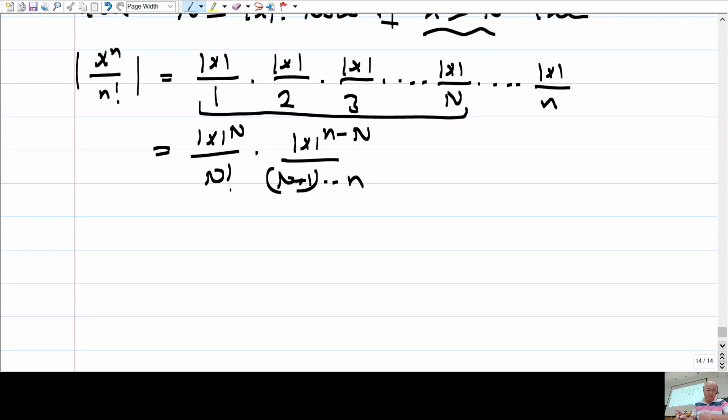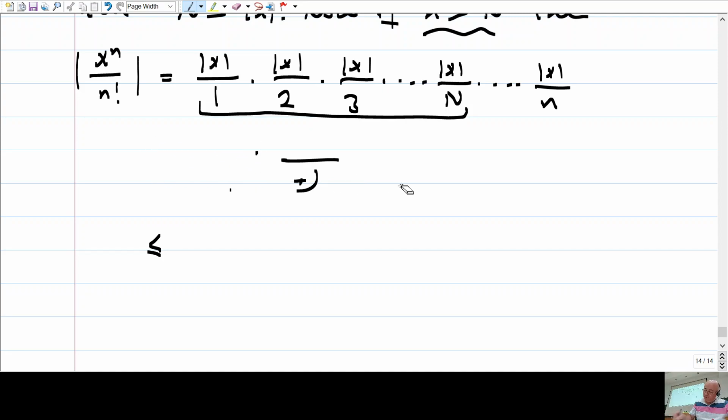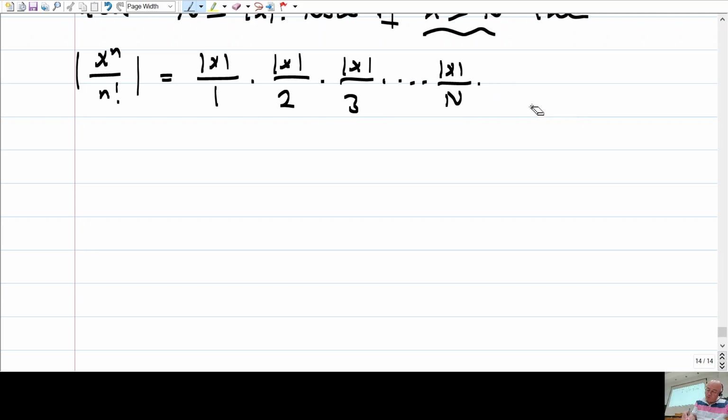I can write the following. This is less than the following. Let me just go up to n minus 1, and then I have n plus 1, and then this.